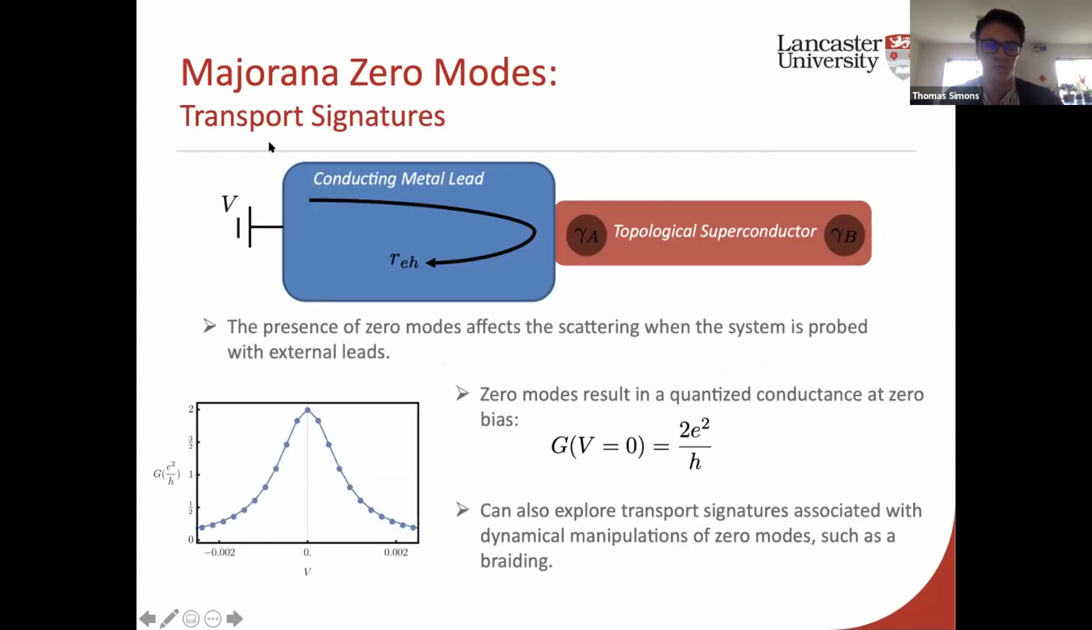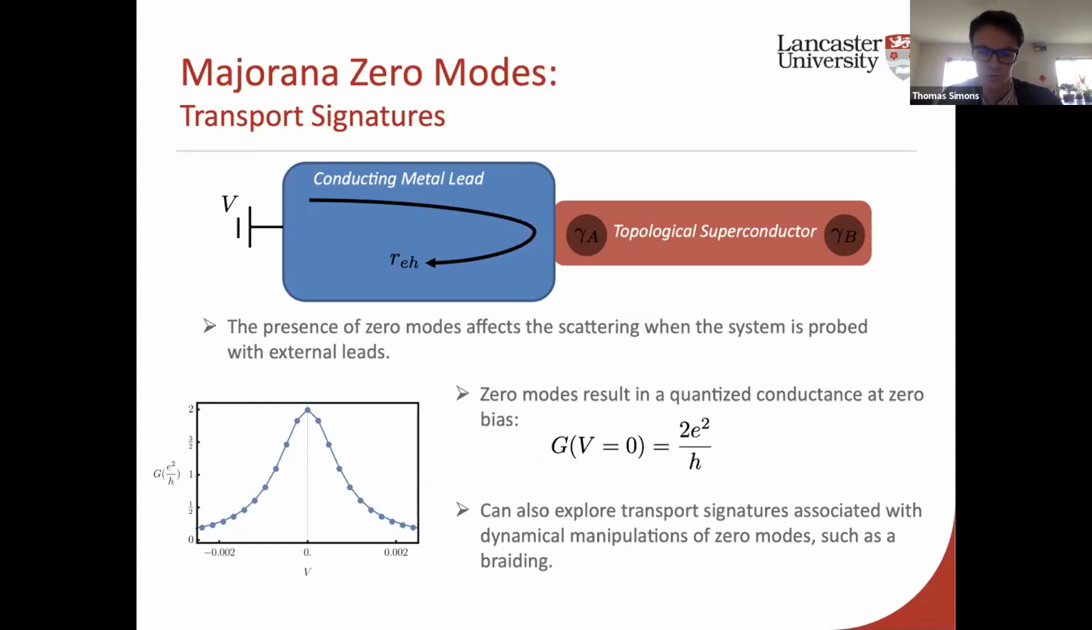So such experiments will be focused on detecting the transport signatures of these zero modes. So we can imagine coupling our topological superconductor to some external metal lead, and then the presence of a zero mode at the end of the chain would influence the scattering properties of electrons in the lead. So in particular, we would expect to see Andreev reflection events via the zero mode that will result in a quantized conductance peak at zero voltage bias that should be robust against perturbations to our system.